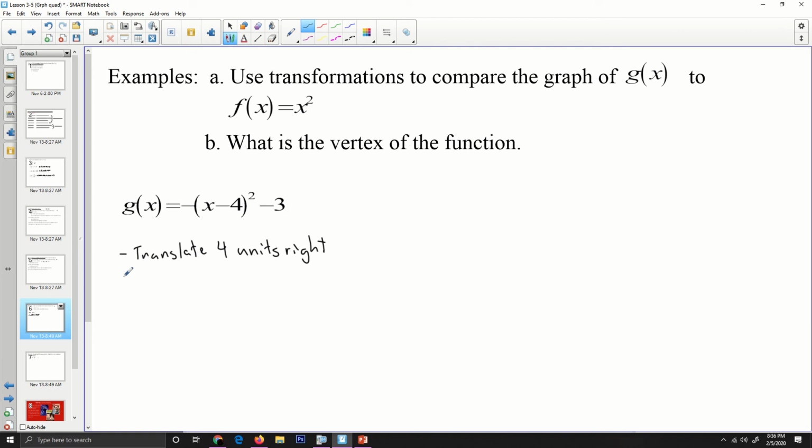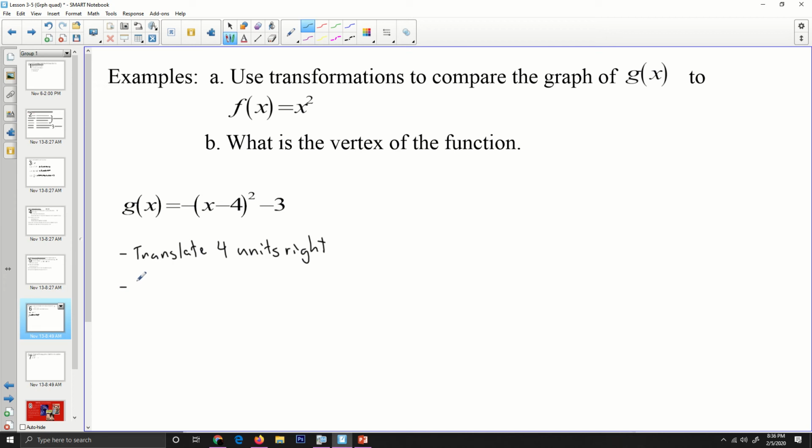And again, how am I going to do this in correct order? I think about what happens when I plug a number in. So if I plug, say, x equals 5 in, what happens first? The first thing that happens is that I'm going to subtract 4. And when I subtract 4, that's 4 units right. The next thing that's going to happen is I'm going to square. That's the function. So anything that happens after that happens to the function value. After I square, I make it negative.